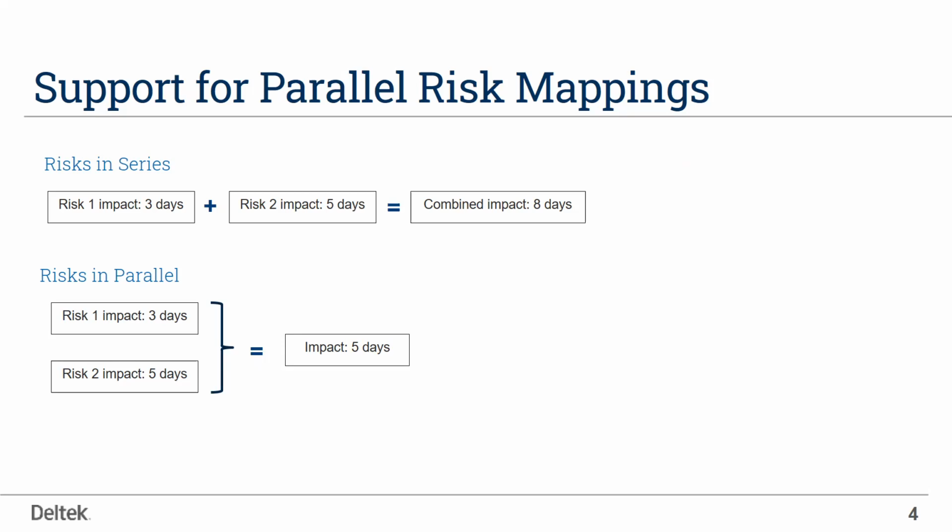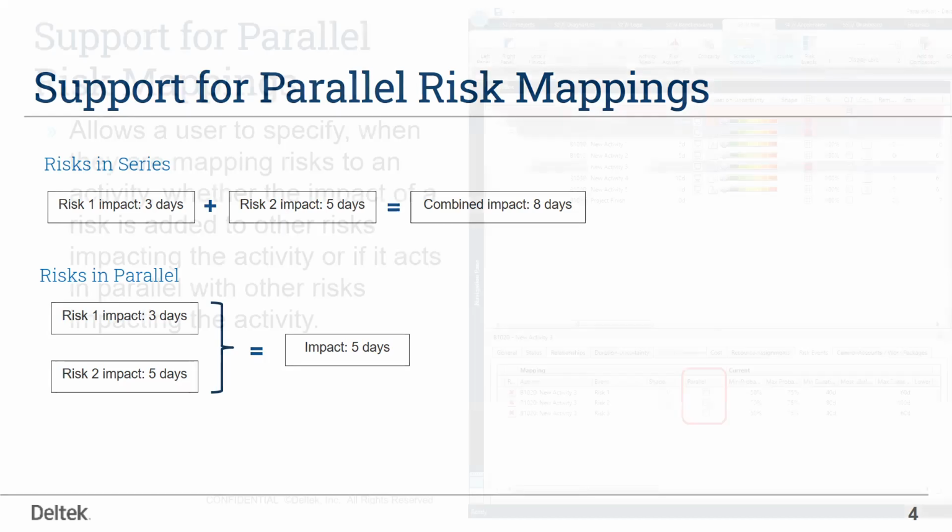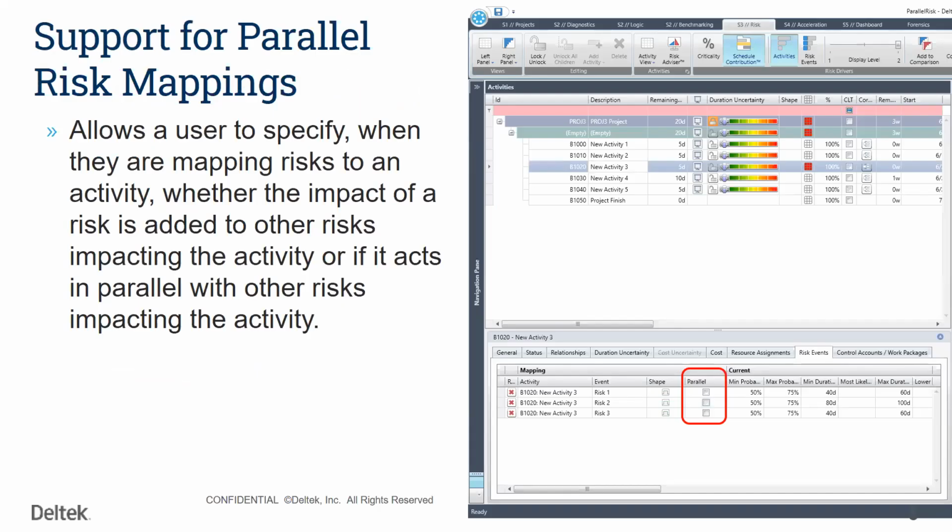Now you can assign it where these risks could potentially run in parallel, which of course is going to change their combined impact, because the 5-day longer one in this particular example would be the full result, because that other risk may run at the same time and not necessarily add on to the impact of the other risk that's the longer one there.